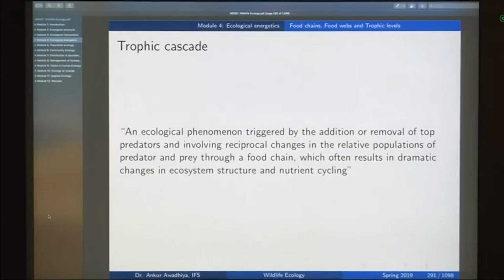Then we looked at trophic cascade, an ecological phenomenon that is triggered by addition or removal of top predators and involving reciprocal changes in the relative populations of predator and prey through a food chain, which often results in dramatic changes in ecosystem structure and nutrient cycling. So, in this case, if you make changes in the top of the food chain or the top of a food web, then these changes get trickled down along the whole of the food web.